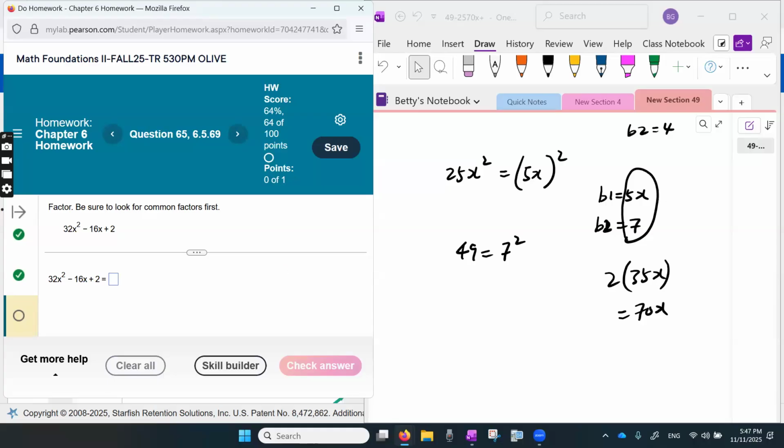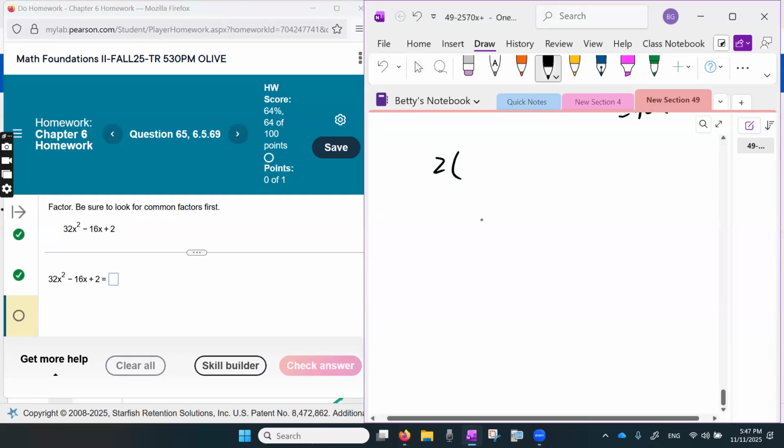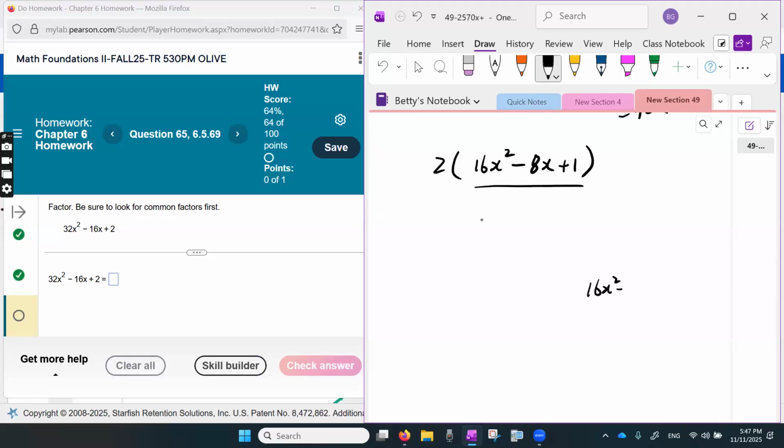All right, this one, GCF first. 32, 16, 2, so factor 2 out. We have 16x squared minus 8x plus 1. And then look at this trinomial, it's special, right? 16x squared is the square of 4x. Base 1 is 4x. 1 is 1 squared. So base 2 is 1. Multiply the two bases together, 4x. Double it is 8x. And so it's a negative. This is going to be factored as a square of binomial difference. Base 1 minus base 2. Okay, so it's going to be 4x minus 1 to the power of 2.